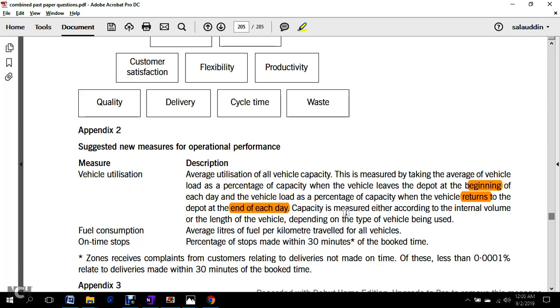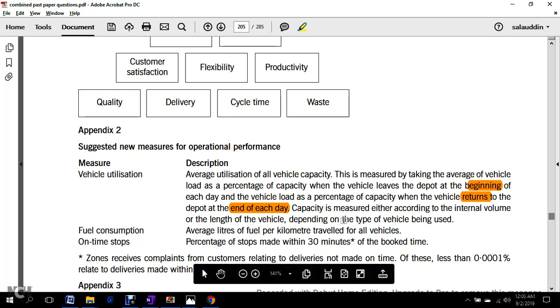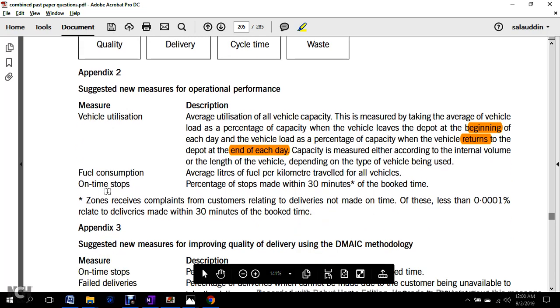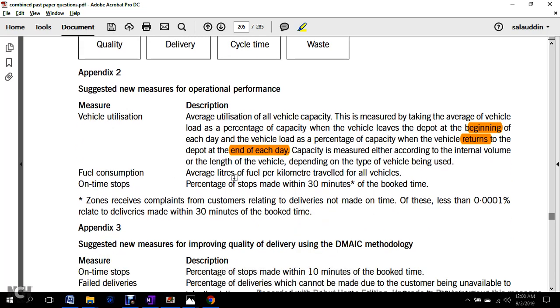Then capacity is measured either according to the internal volume or the length of the vehicle, depending on the type of vehicle being used. These are the other information regarding this measure. Then the second measure is fuel consumption: average liters of fuel per kilometer traveled for all vehicles. How can it be? All vehicles? No, we have to criticize it.